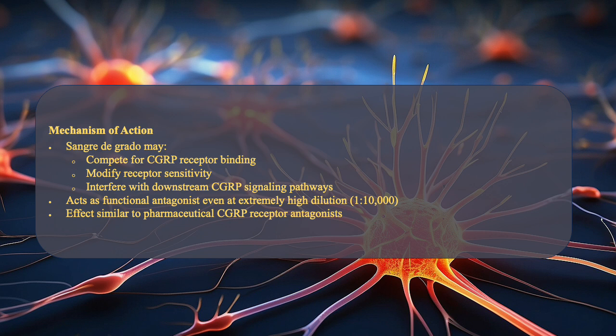The relevance to migraine is substantial. CGRP is released during migraine attacks, causing vasodilation of cerebral and meningeal blood vessels and neurogenic inflammation. These processes contribute to the characteristic pain and associated symptoms of migraine. The current revolution in migraine therapy has centered around medications that block CGRP activity, either the peptide itself or its receptor. The research suggests Sangre de Grado may offer a natural alternative to these synthetic CGRP antagonists known as gepants.